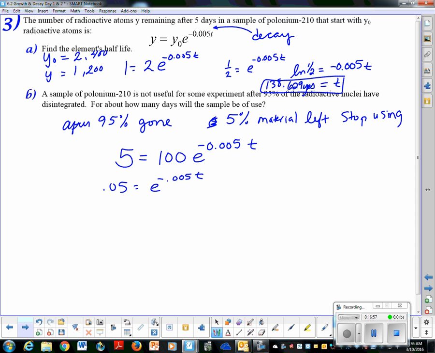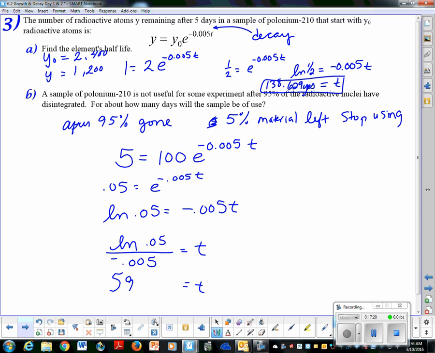Let's get the variable t down to the lower. So we'll natural log both sides. And that will result in the power remaining here times t, 0.005 t. Divide by that 0.005, so I'll end up with natural log of 0.05 divided by negative 0.005. That'll give us the time, and the time that takes is 599.146 days.